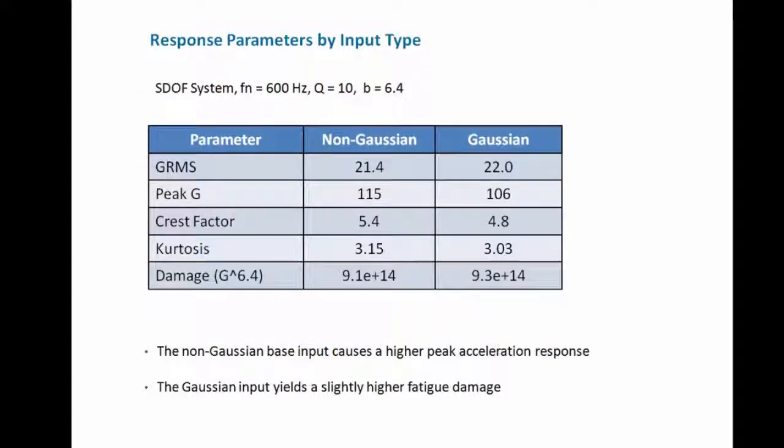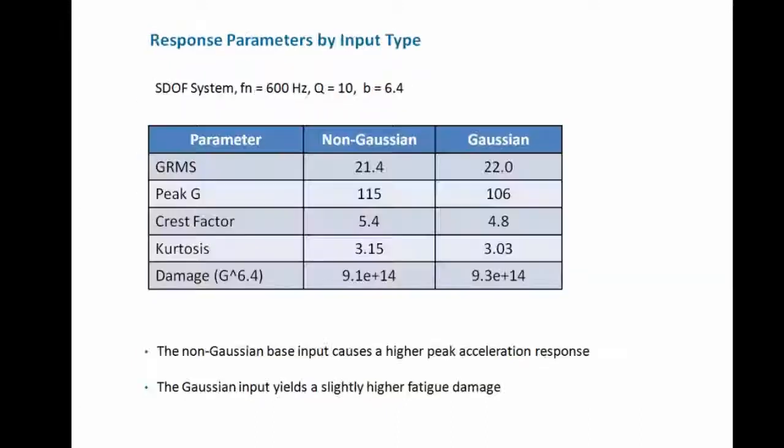So it looks like if our oscillator, our component, is 600 Hertz, Q is equal to 10, B is equal to 6.4, then this whole approach of doing the enveloping that we did and using the Gaussian time history base input to represent a non-Gaussian base input is okay, because these numbers are all close enough to one another. So we could substitute the Gaussian time history for the non-Gaussian environment. That would be reasonable to do.